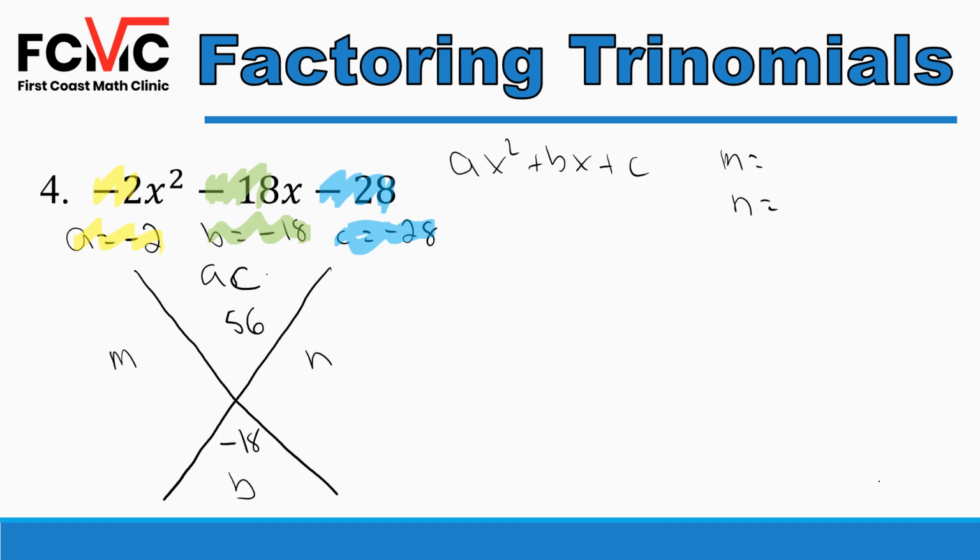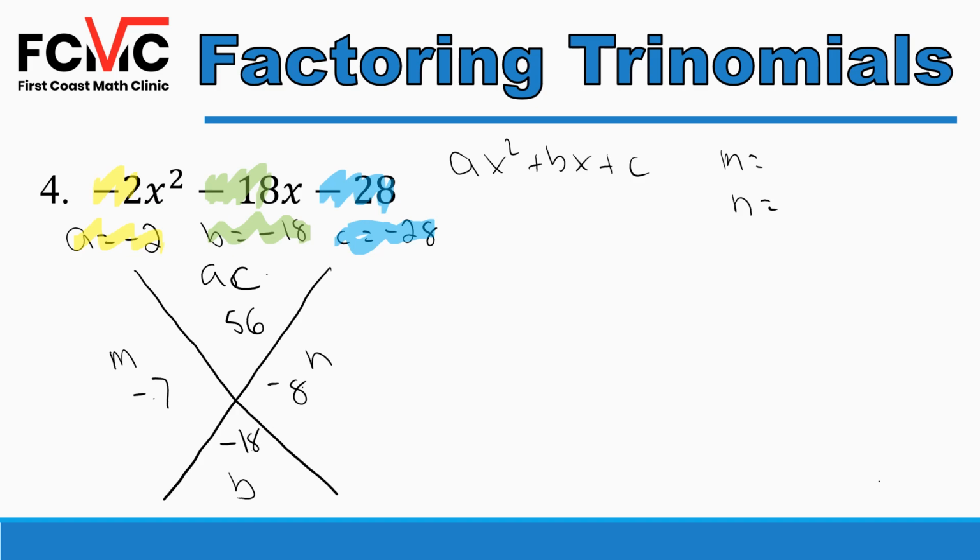So let's start with our multiplication. What are two values that multiply to 56? Just off the top of my head, 7 and 8 multiply to 56. But there's no way that I could manipulate the signs to get 7 and 8 to add up to negative 18.